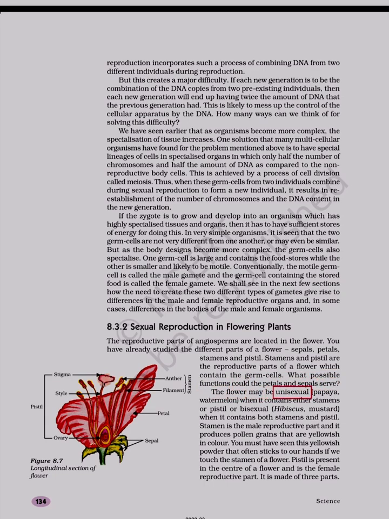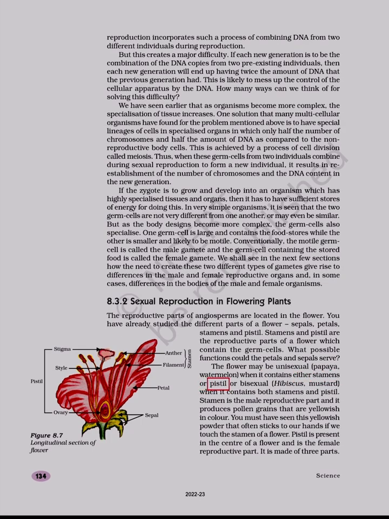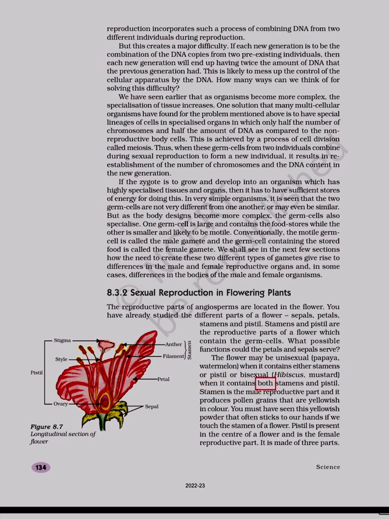The flower may be unisexual, as in papaya and watermelon, when it contains either stamens or pistil, or bisexual, as in hibiscus and mustard, when it contains both stamens and pistil.